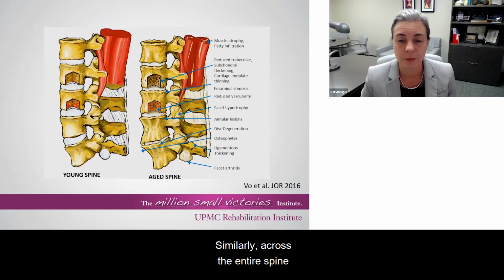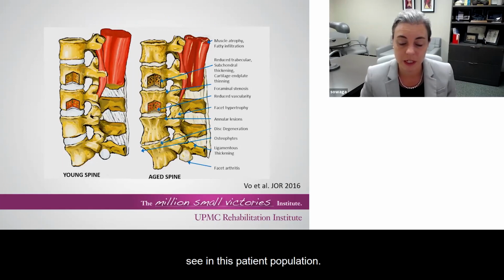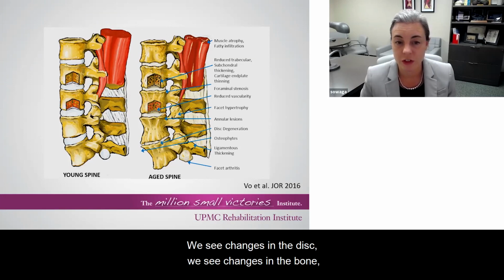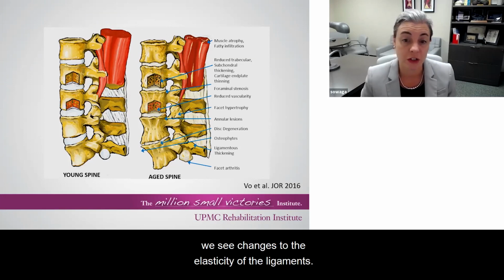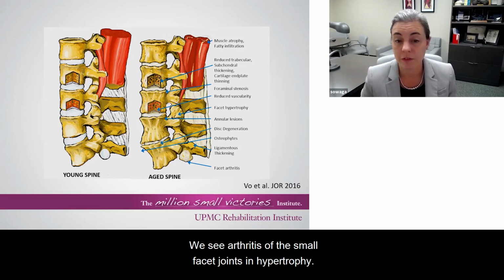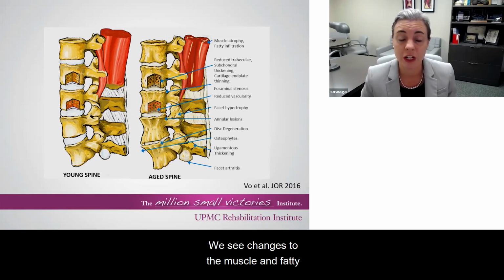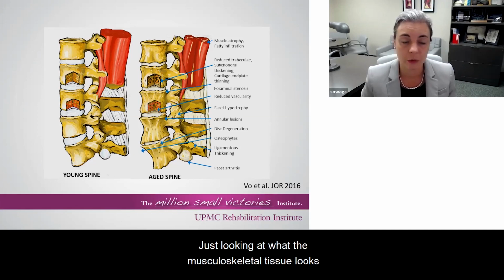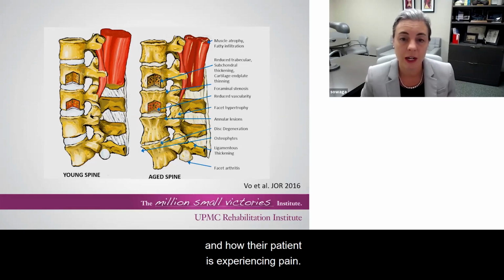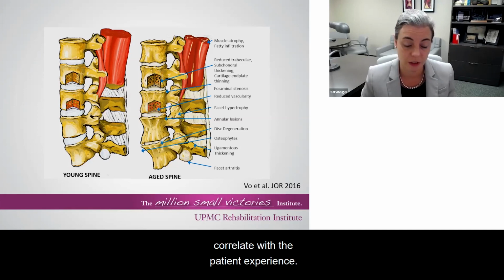Similarly, across the entire spine, there are age-related changes that we see in this patient population. We see changes in the disc, we see changes in the bone, we see changes to the elasticity of the ligaments. We see arthritis of the small facet joints and hypertrophy. We see changes to the muscle and fatty infiltration in the muscle that accumulates over time. But this doesn't really tell the whole story. Just looking at what the musculoskeletal tissue looks like doesn't explain to us how the patient is functioning and how their patient is experiencing pain. And in fact, radiographic findings very poorly correlate with the patient experience.